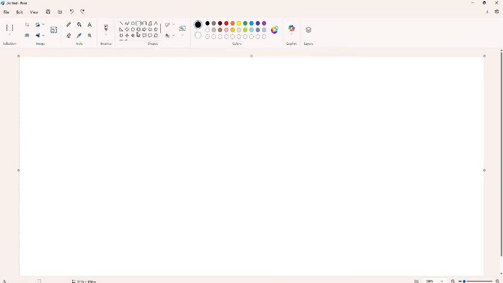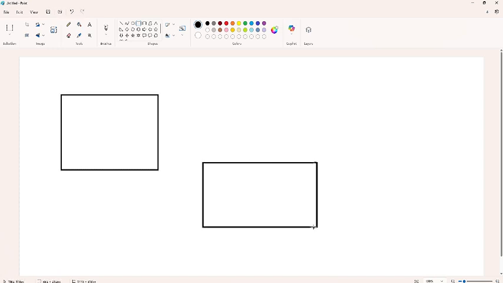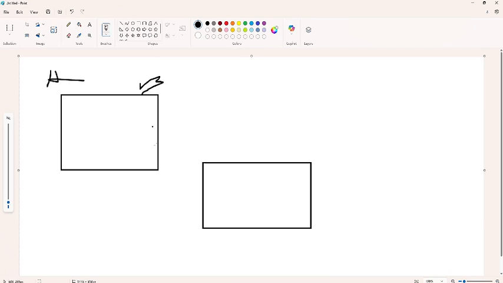So let's say a rectangle. Let me draw one. Rectangle A, B, C, D is transformed into A prime, B prime, C prime, D prime. We need to find out how we can get from this into this.